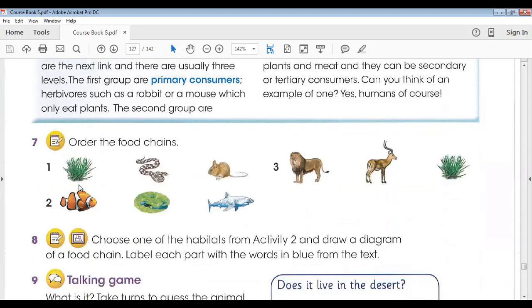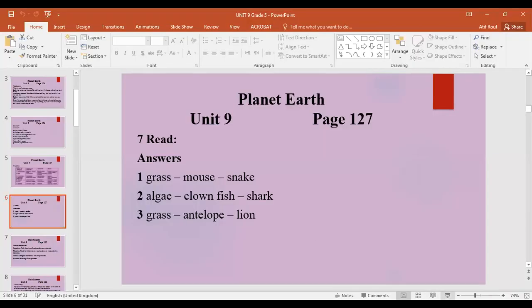And then we have discussed the seventh activity. Seventh activity is also about the food chain. We have 3 different food chains. Number 1, this one. Number 2, these 3, and number 3, these 3. So we have to arrange them according to their role. So the students answer it very easily. And then I've displayed the answer as well.